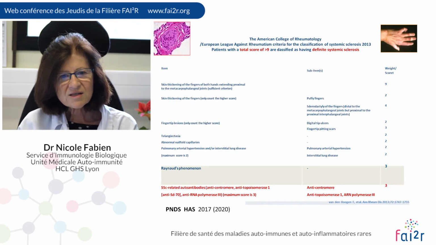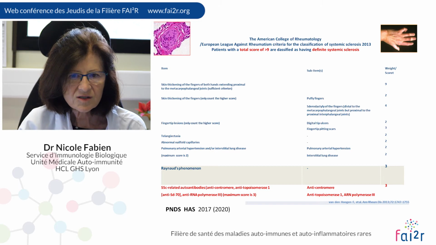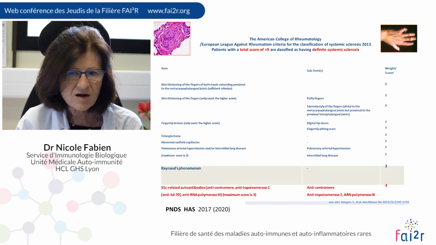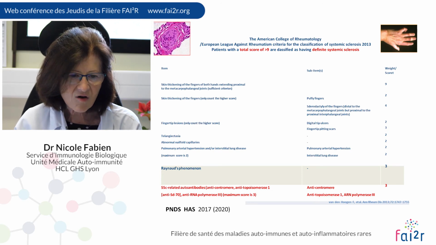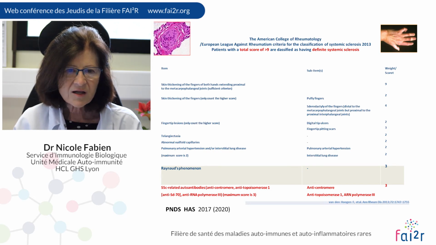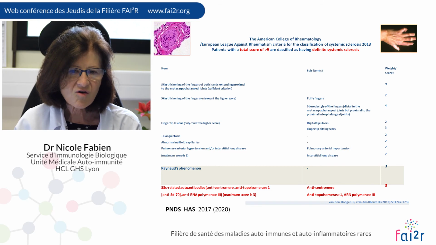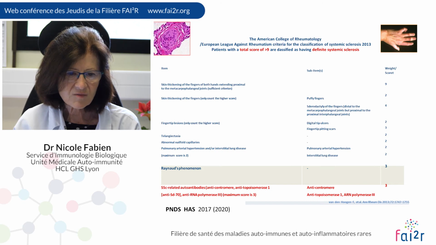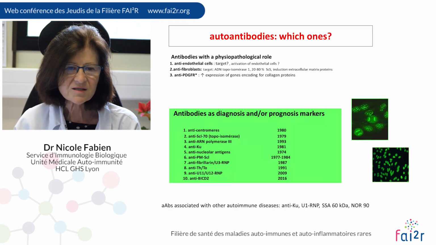There is also a great interest in detecting autoantibodies in systemic sclerosis, because nowadays the presence of one of these autoantibodies, such as anticentromere, anti-topoisomerase 1, or anti-RNA polymerase 3, gives 3 points in the score, and you know that you need a total score of 9 or more to be classified as having a definite systemic sclerosis. So which autoantibodies should be chosen in systemic sclerosis?